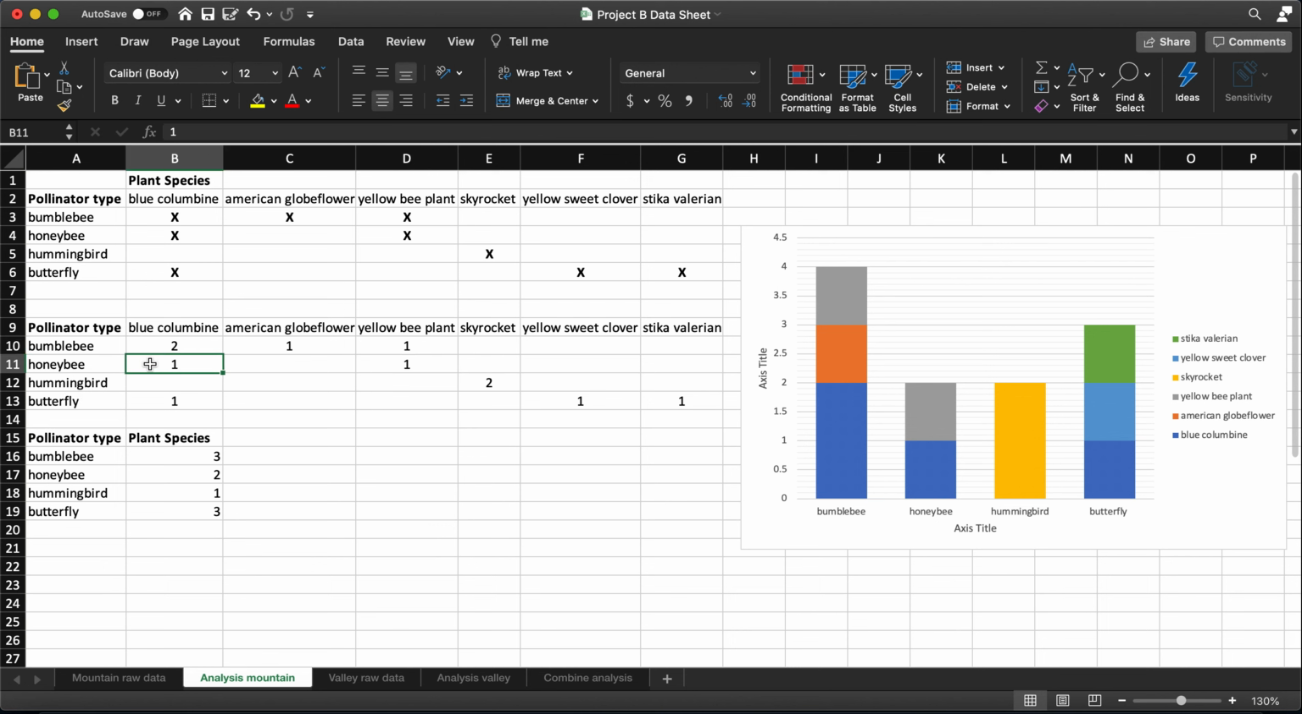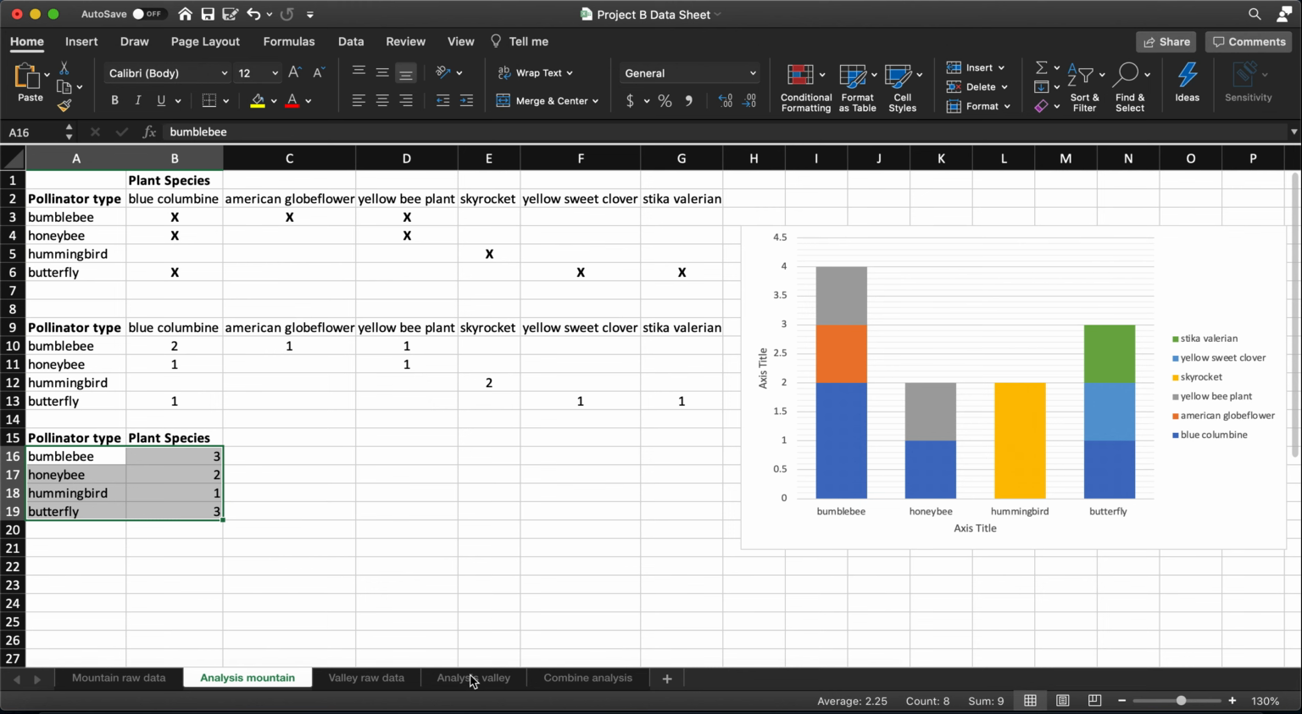And then for honeybee, there were 1 or 2 species. For hummingbird, there was only 1 species. And for butterfly, there were 1, 2, 3 species. So you can see that's what it is. And keep that table here for now because we're gonna use it later.